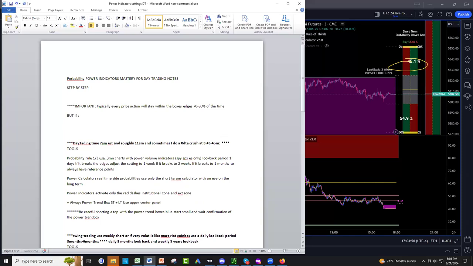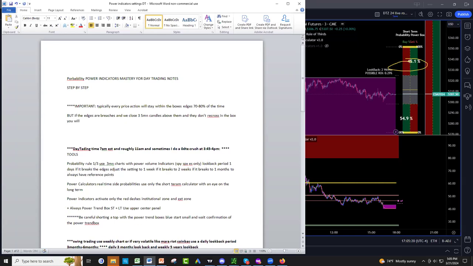if the edges are breached and we close 3 5-minute candles above them, so 15 minutes, and they don't recross back in the box, you will have an 80% chance, this is very important, buddy, of a continuation on the break direction.